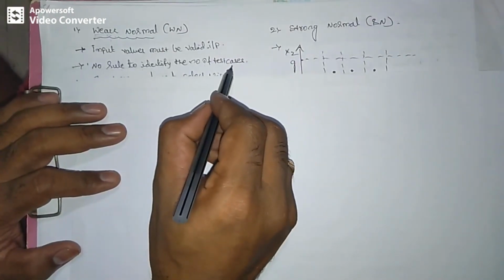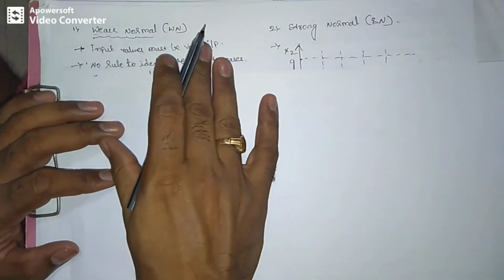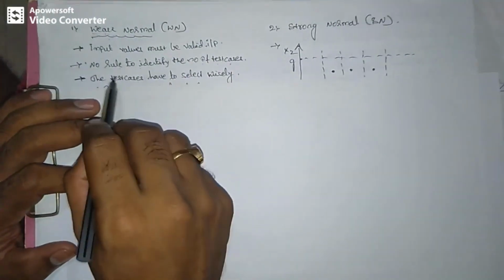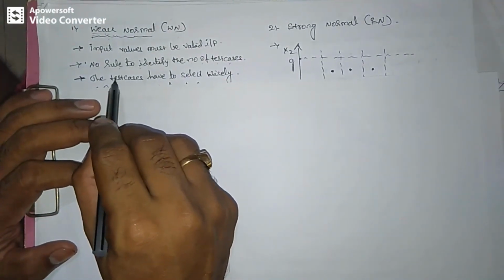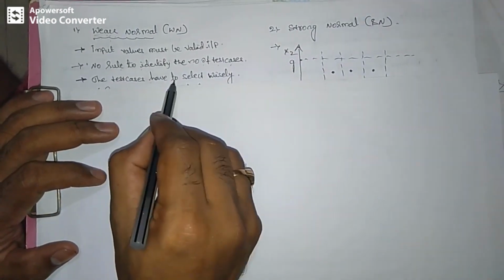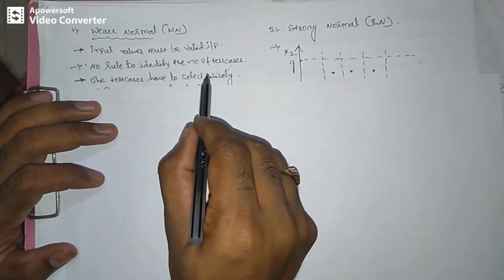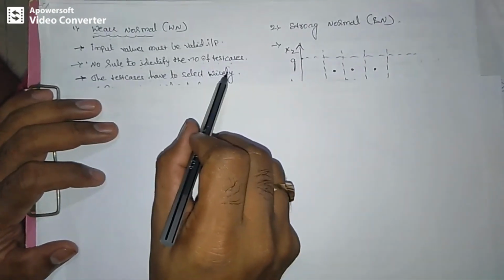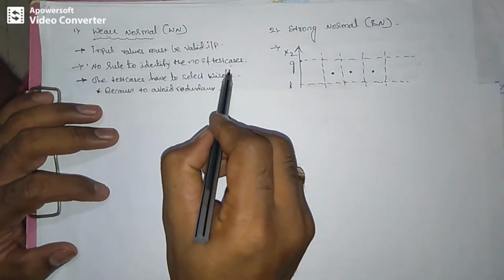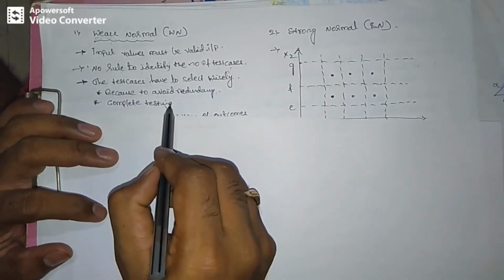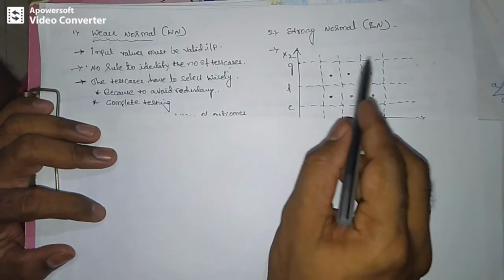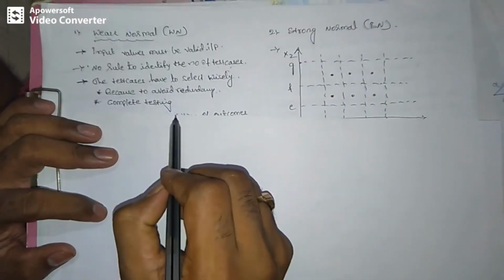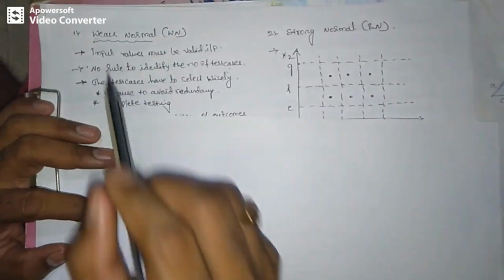Point number 2: there are no rules to identify the number of test cases. I told you there is no hard and fast rule. So whenever we are writing or selecting the test cases, we have to select them wisely in the weak normal test cases. What is the meaning of wisely? First, we need to avoid redundancy, and second, we need to cover the complete input domain range under the weak normal test cases.